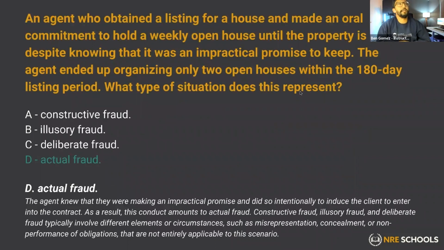An agent obtained a listing for a house and made an oral commitment to hold a weekly open house until the property is sold, despite knowing that it was impractical to promise. The agent ended up organizing only 2 open houses within the 100-day listing period. What type of situation does this represent? The key part of this question is: despite knowing that it was an impractical promise to keep. This is actual fraud. Because the agent knew they would not be able to actually hold those open houses, this is known as actual fraud.